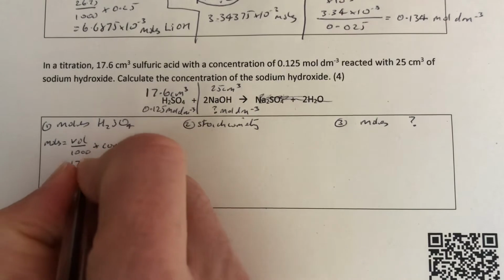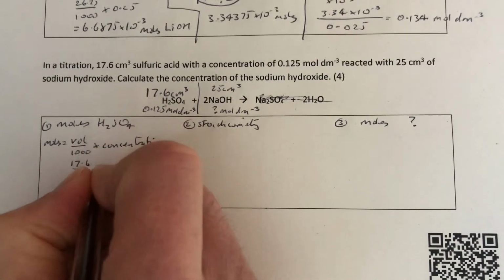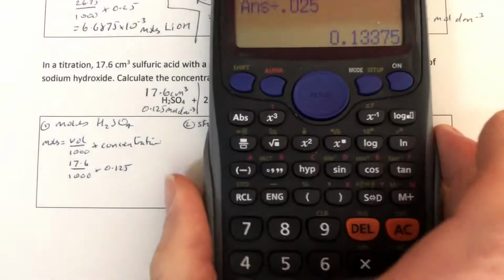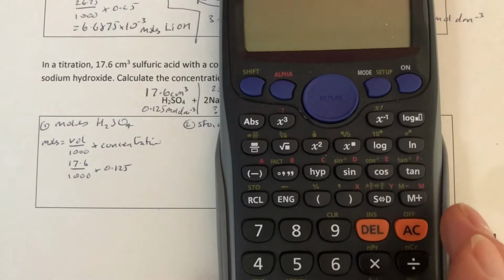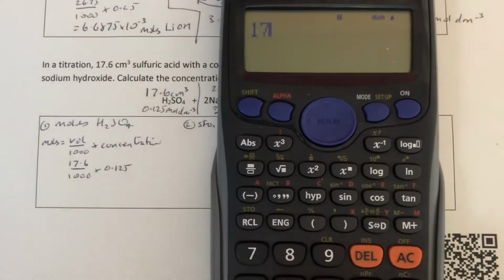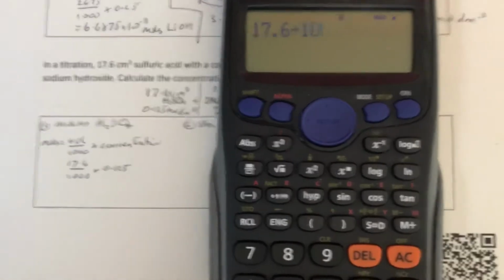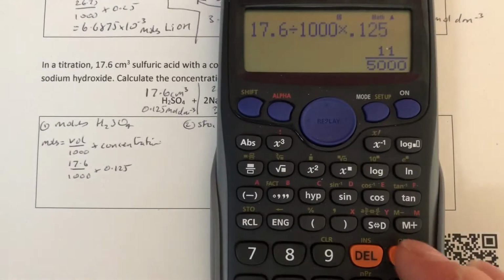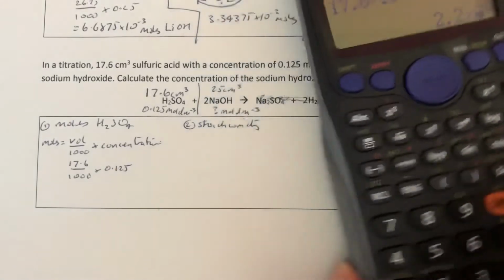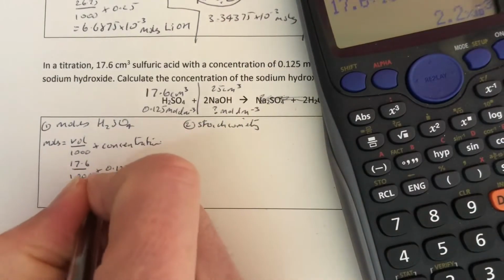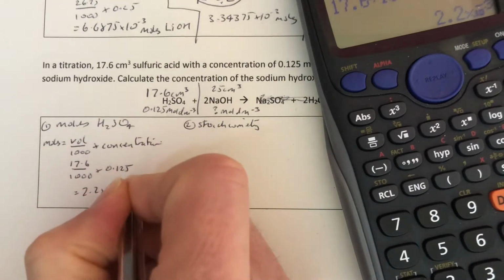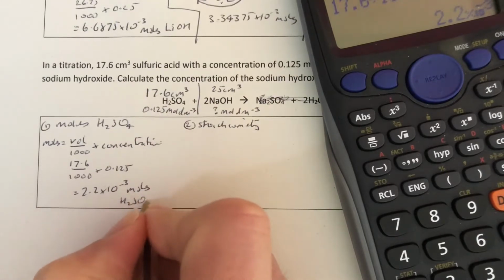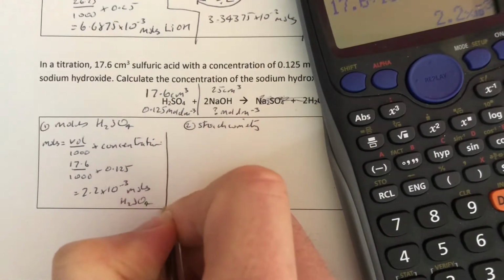17.6 is the volume, 17.6 divided by 1,000 and multiplied by 0.125, the concentration. Put that in a calculator and you get your first set of marks in the exam. 17.6 divided by 1,000 multiplied by 0.125 equals 2.2 times 10 to the minus 3 moles, and that was of sulfuric acid. So let's write sulfuric acid again. It's really important we know we've calculated the moles of sulfuric acid.